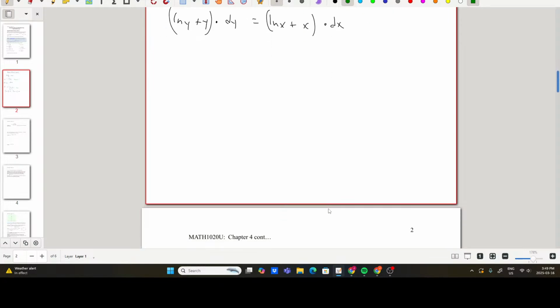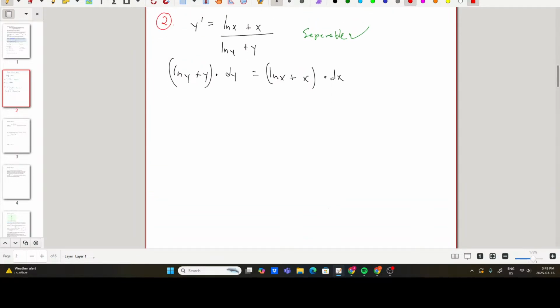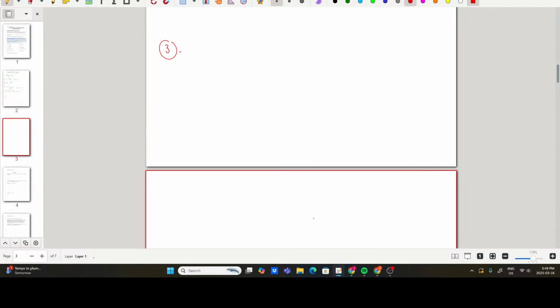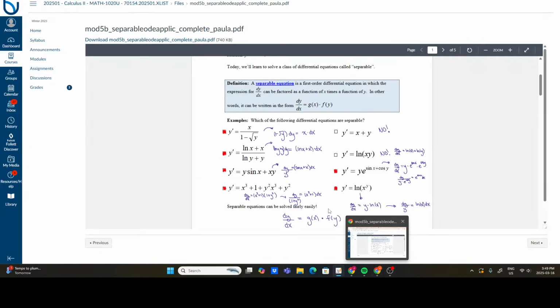Okay, here we go. Now let's go to number 3. This is fairly the easiest part to understanding how separable and non-separable works. Next we have y sine x plus xy. It's a little bit more of a tricky one, but this makes perfect sense.